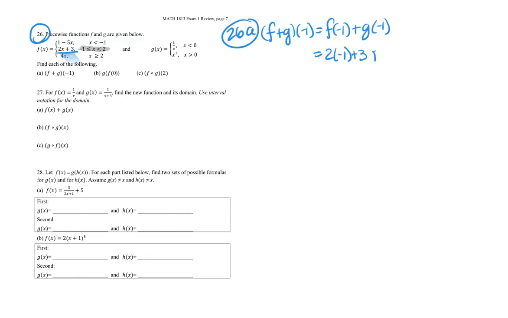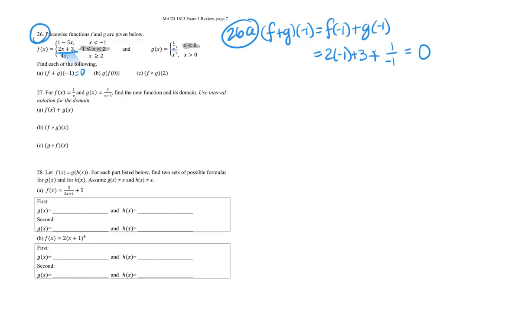And then for g of minus 1, again, I'm going to look over here and see where is negative 1. It's here. So I'm going to use this function. So that gives me 1 over minus 1. So this is equal to negative 2 plus 3 minus 1. That gives me 0. So the correct answer here is 0.